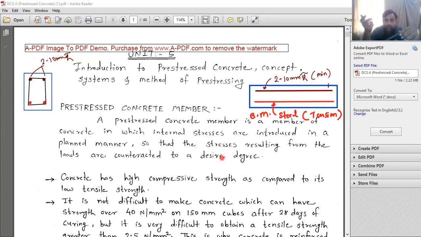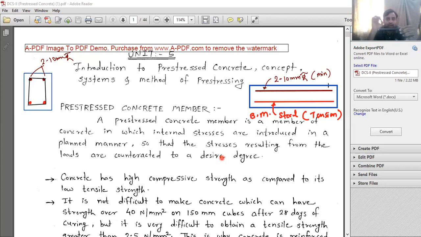Now how is it going to be done? How it is to be done and how it is to be achieved, how the stress is given and how it is introduced, that we will see later on.